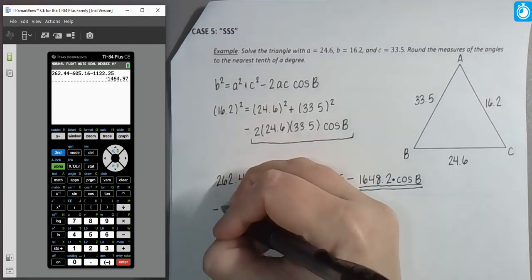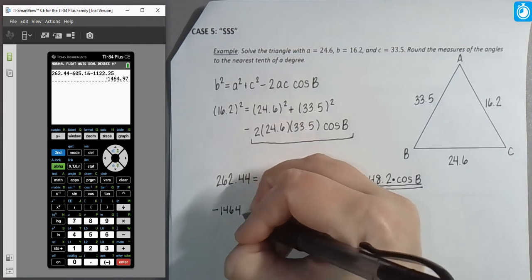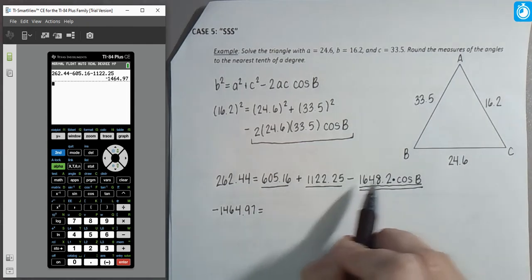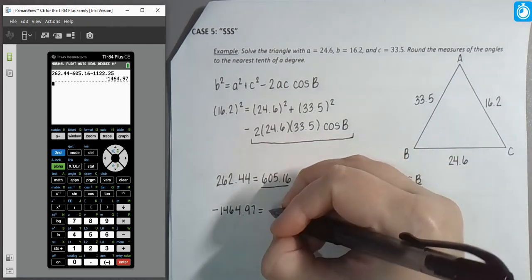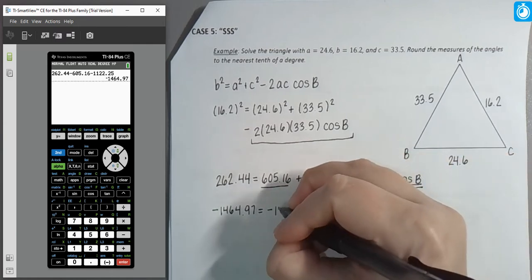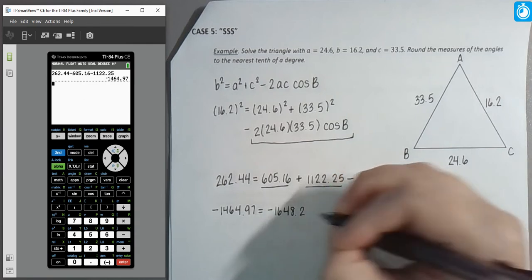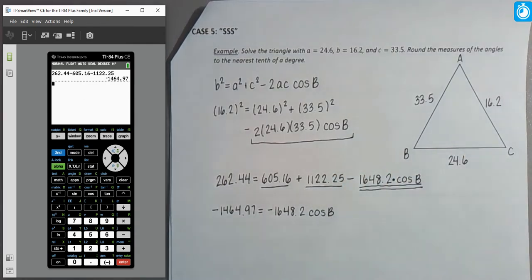of my equation. So negative 1,464.97, and that's now equal to my term that was left over. Watch your sign because it is negative. So negative 1,648.2 times the cosine of b. Okay, so we're getting closer.